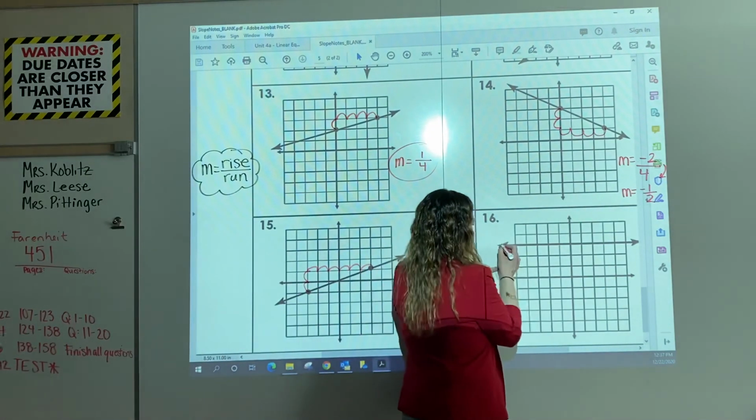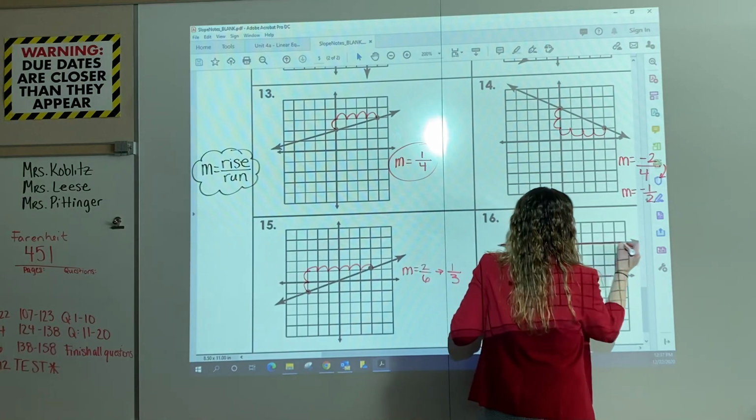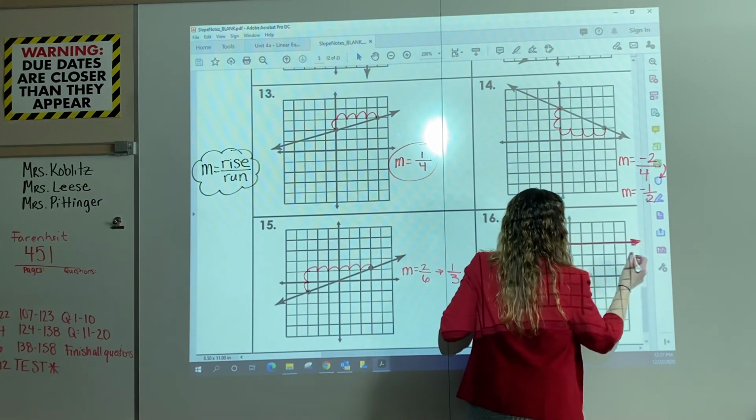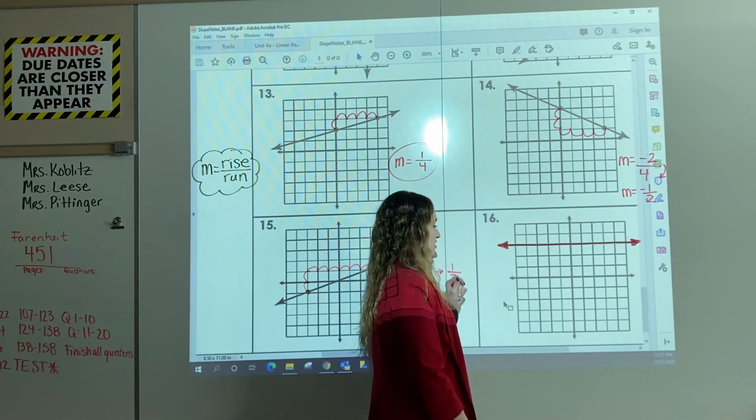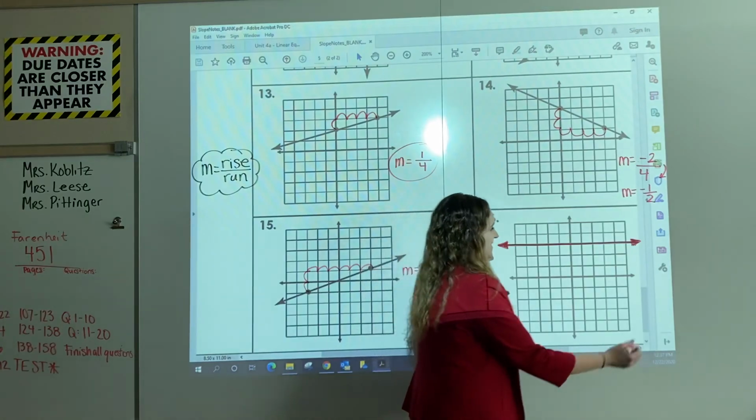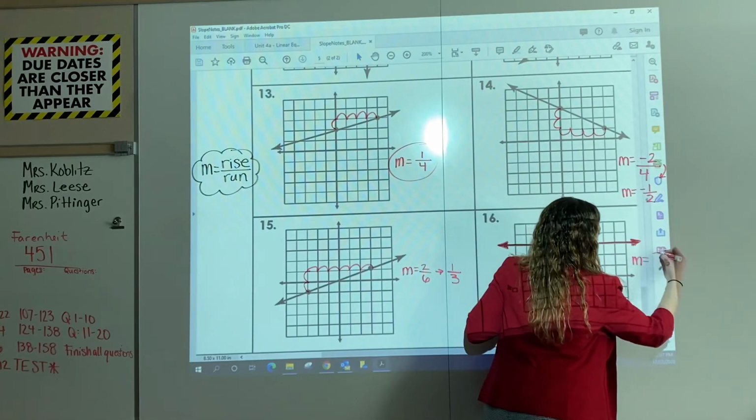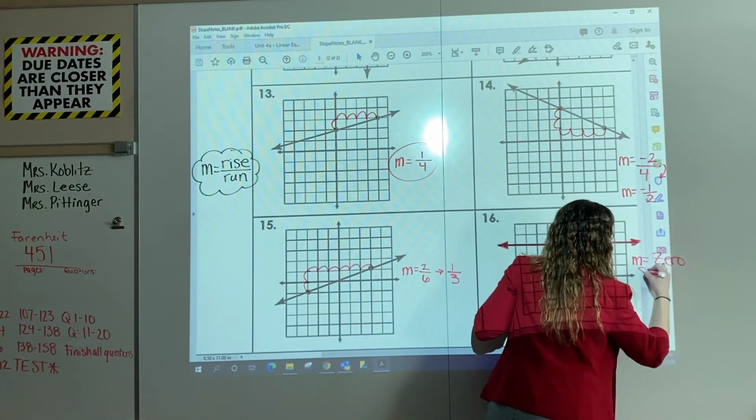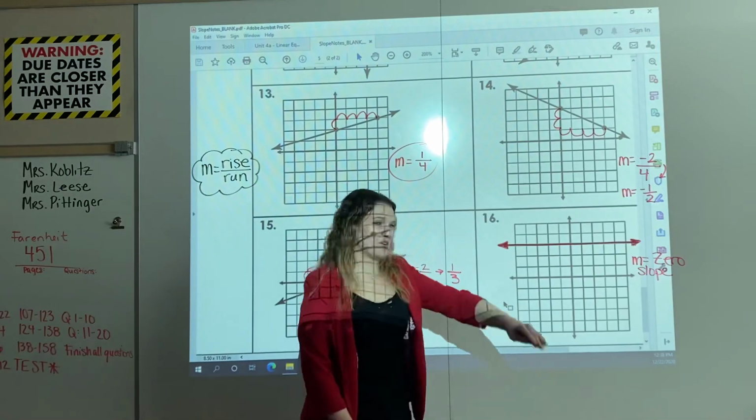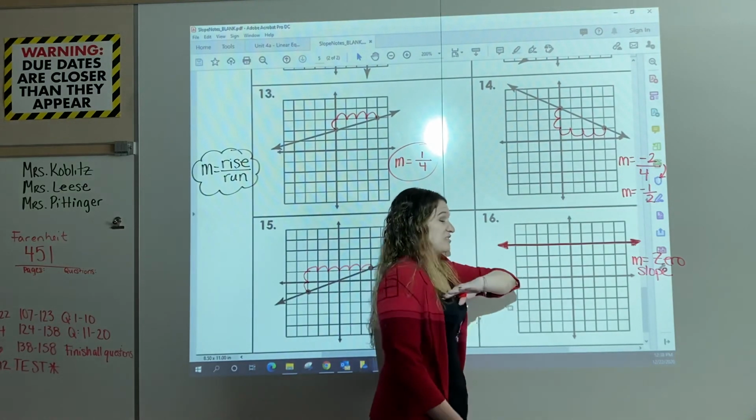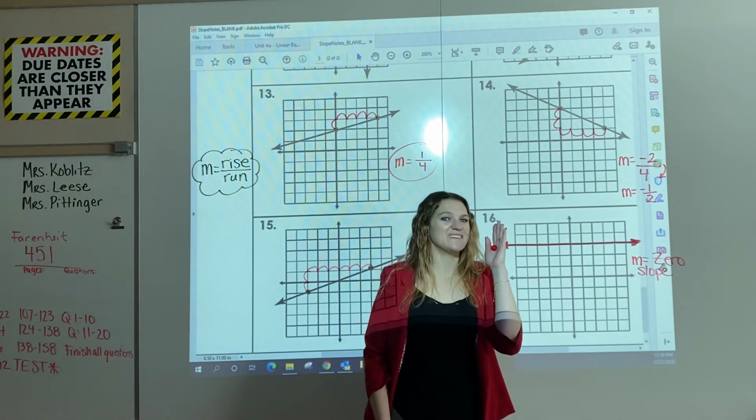All right, here's this line. I got all that run, but no rise. This is a 0 slope. There's no Q jingle for this. Just remember your horizontal line is your 0 slope. Your vertical line is undefined.